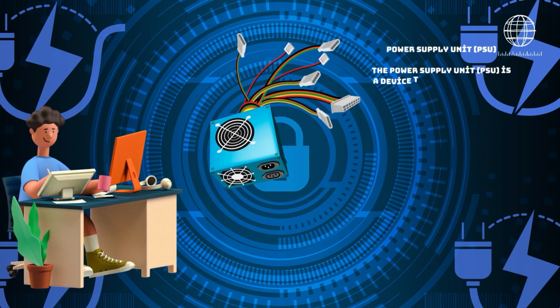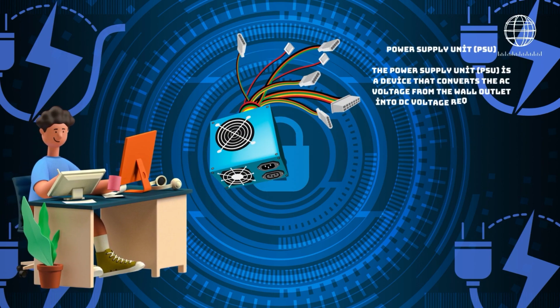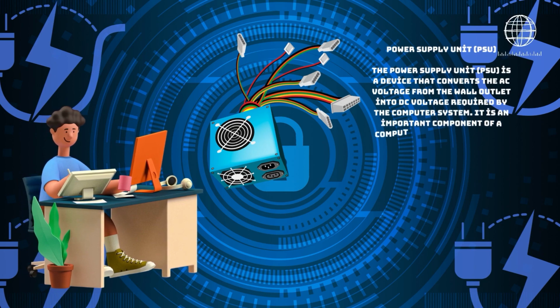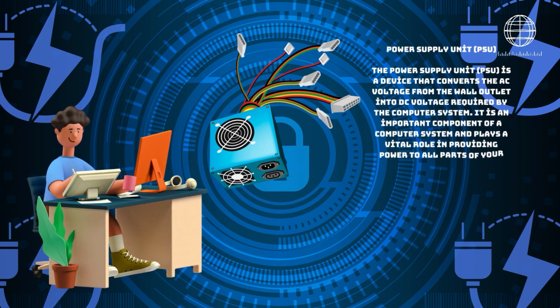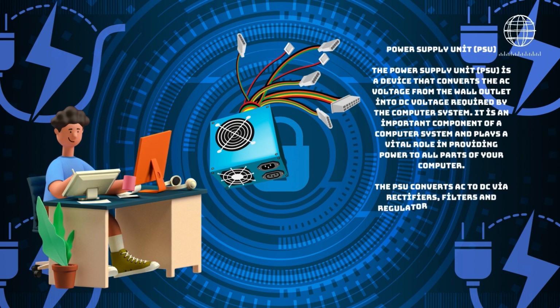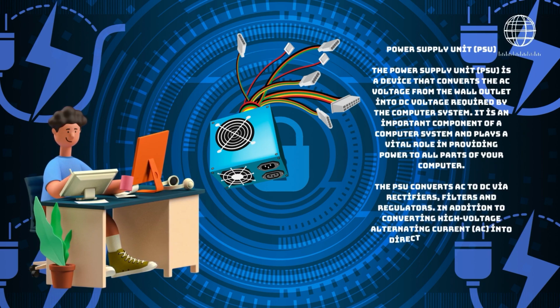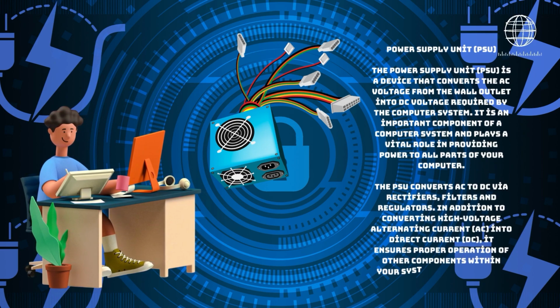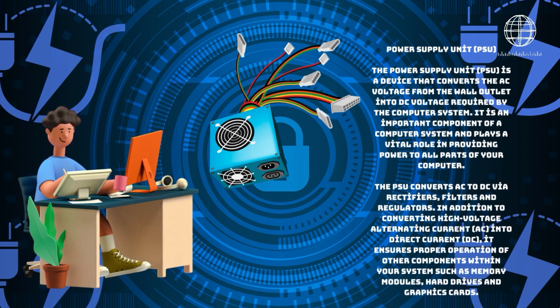The power supply unit, PSU, is a device that converts the AC voltage from the wall outlet into DC voltage required by the computer system. It is an important component of a computer system and plays a vital role in providing power to all parts of your computer. The PSU converts AC to DC via rectifiers, filters, and regulators. In addition to converting high voltage alternating current, AC, into direct current, DC, it ensures proper operation of other components within your system such as memory modules, hard drives, and graphics cards.